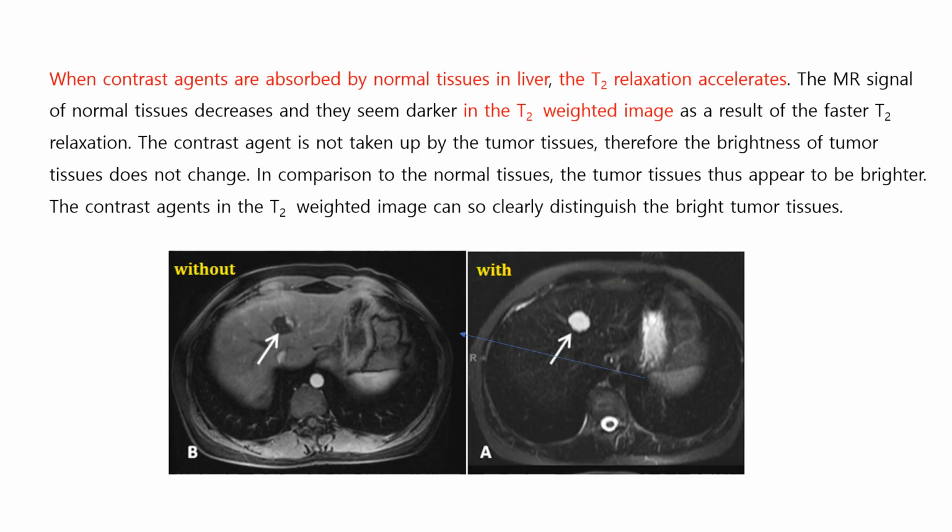When contrast agents are absorbed by normal tissues in the liver, T2 relaxation accelerates. The MR signal of normal tissues decreases and they seem darker in the T2 weighted image as a result of the faster T2 relaxation.